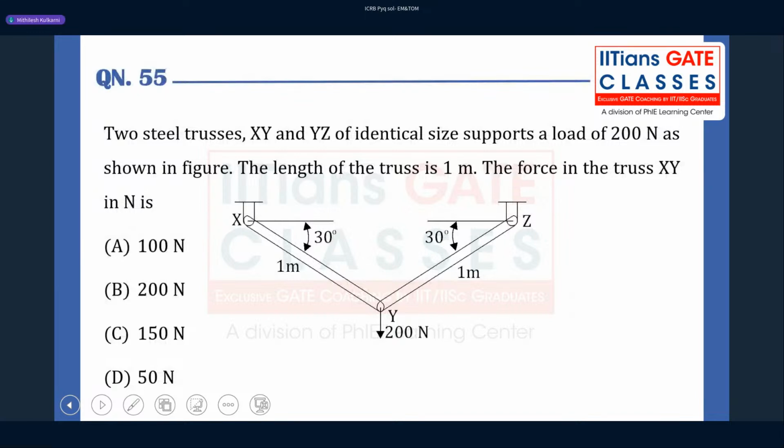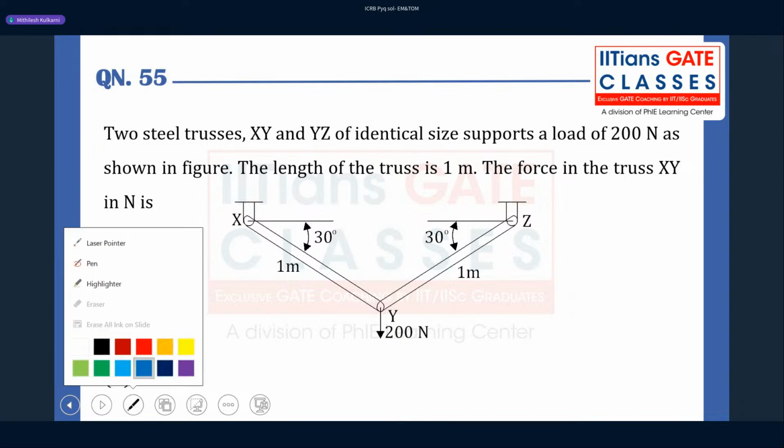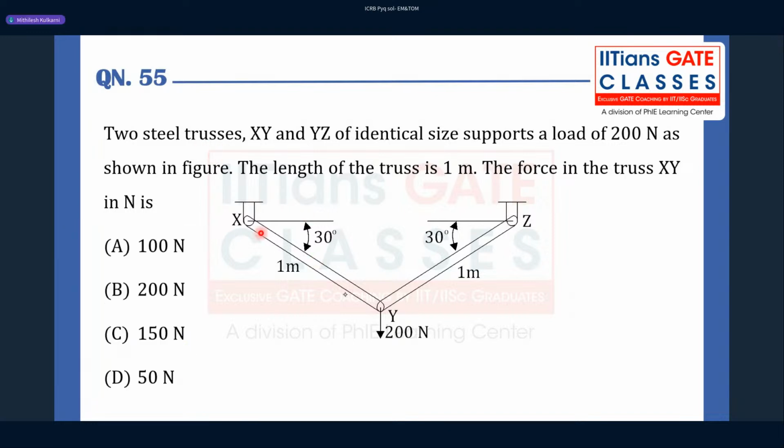Next question. This is from mechanics. We have two steel trusses, XY and YZ, of identical size, and they support a load of 200 Newton as shown in this figure. The length of each truss is also given, 1 meter and 1 meter. What they are asking is the force in the truss XY.